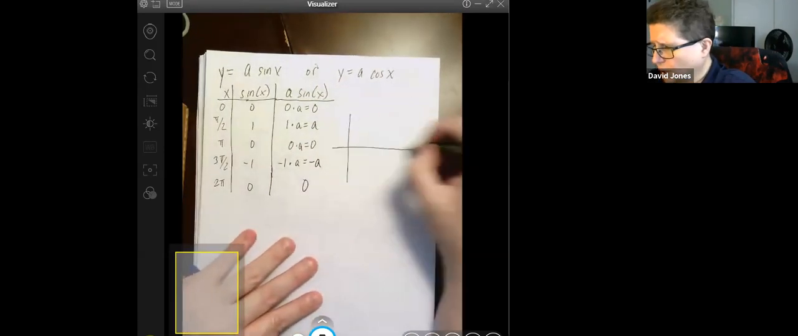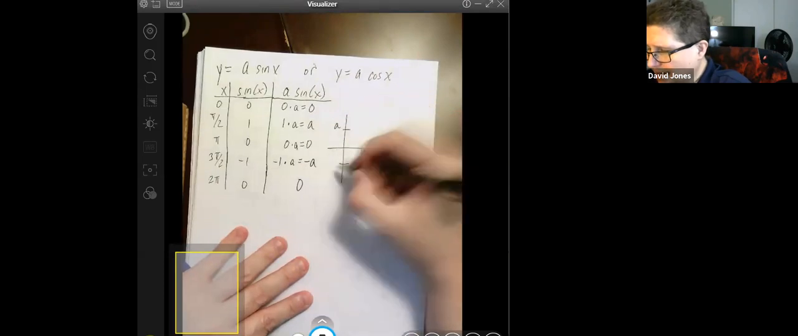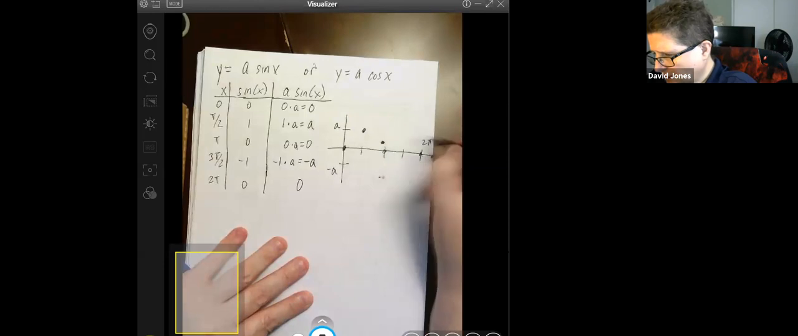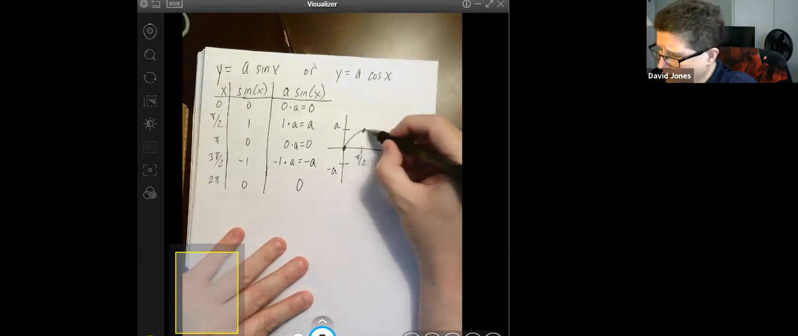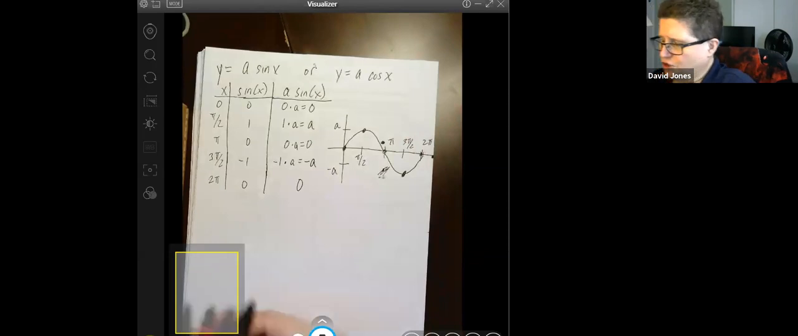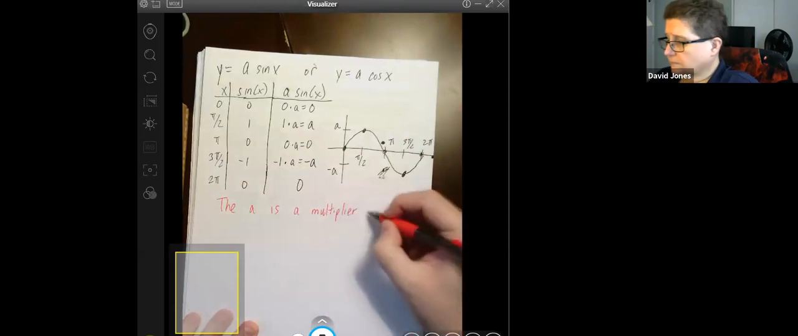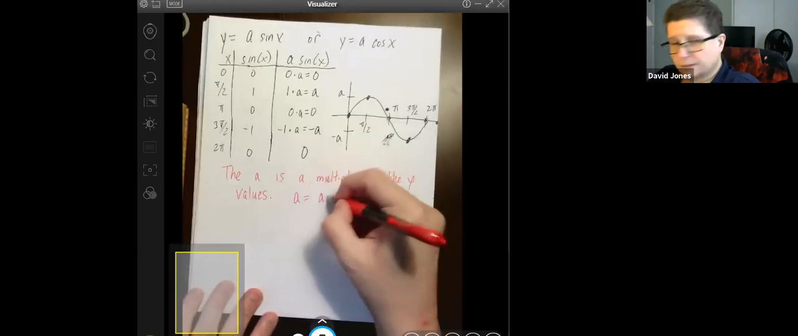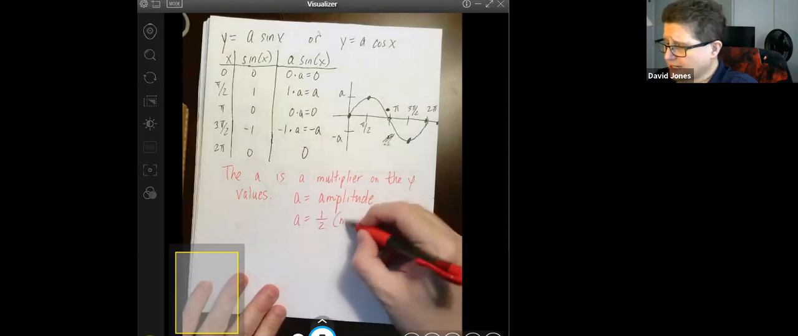The only thing that changes for y equals a sine x is now, rather than this being 1 and -1, this is a or negative a. We still have zeros at the multiples of pi. And the pi over 2 and 3 pi over 2 are either 1 or -1. So it just affects the y value. The a is a multiplier on the y values. A stands for amplitude. And it's effectively 1/2 the max value minus the min value.